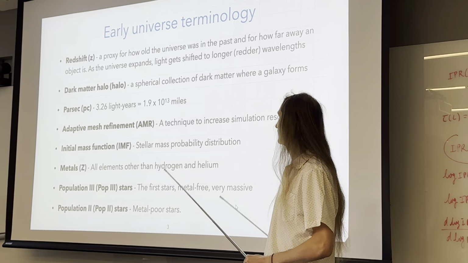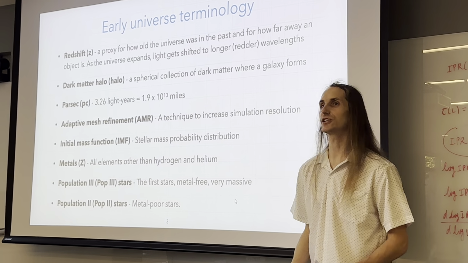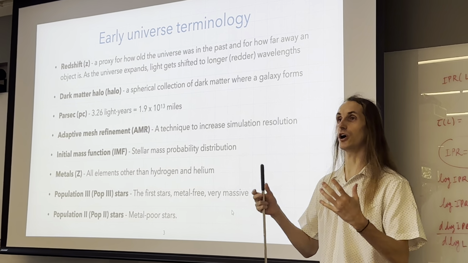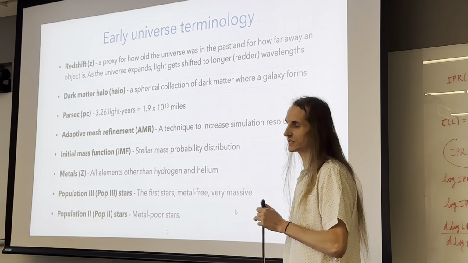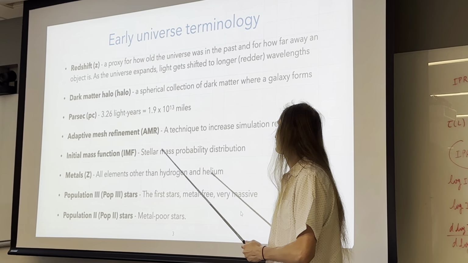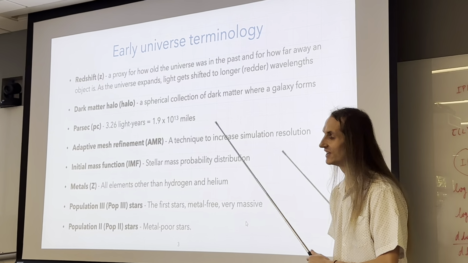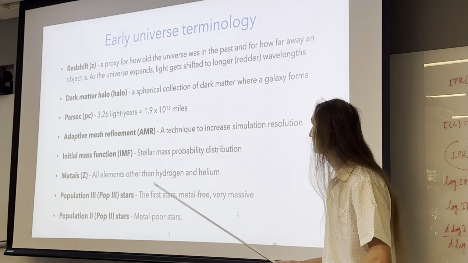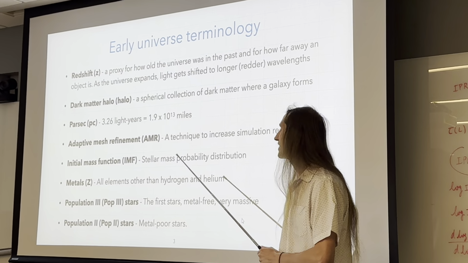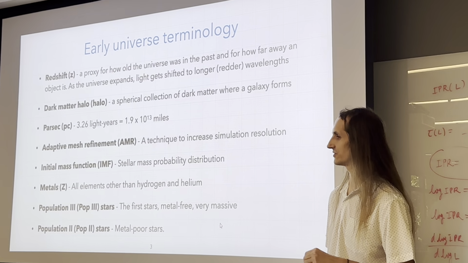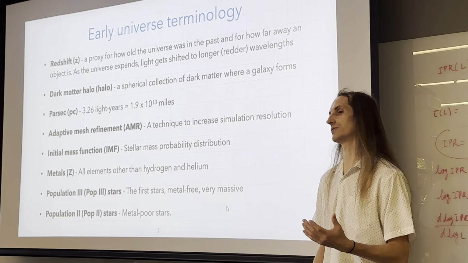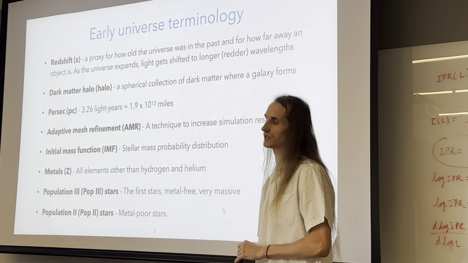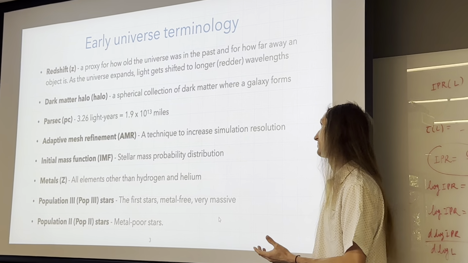Next is a dark matter halo, or just called a halo. This is a spherical collection of dark matter that really dominates the gravity in a galaxy. It kind of is the host for where galaxies form. Next is a parsec. This is a unit of distance. It's about 3 light years, or 2 times 10^13 miles. So that's an enormous distance on human scales, but on cosmological scales, it's actually pretty small. Adaptive mesh refinement, or AMR, is a technique that we use in our simulations to, on the fly, increase the resolution in the simulations in regions that need the most computational power. So this would be in high density regions where stars are forming.